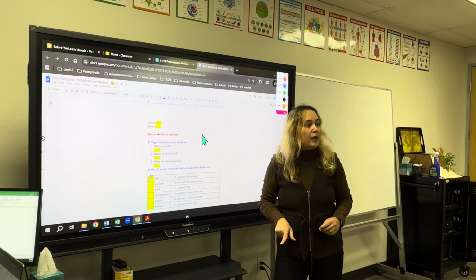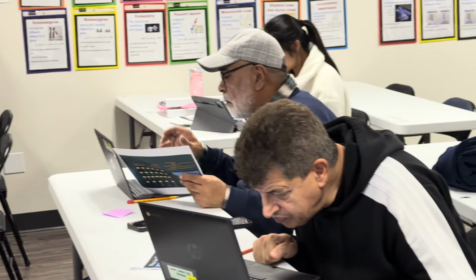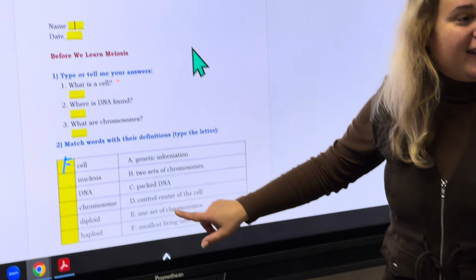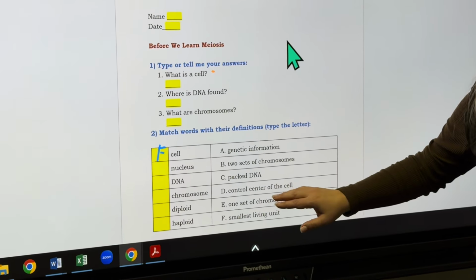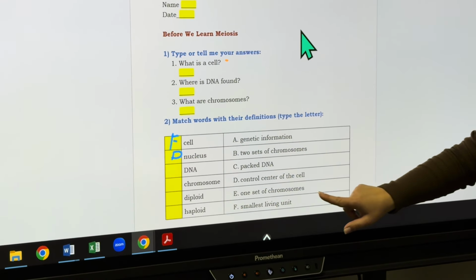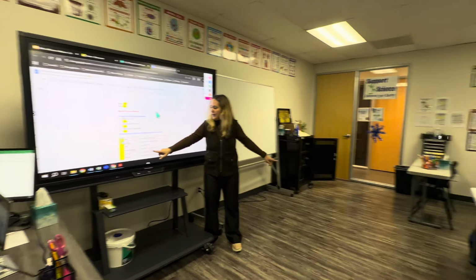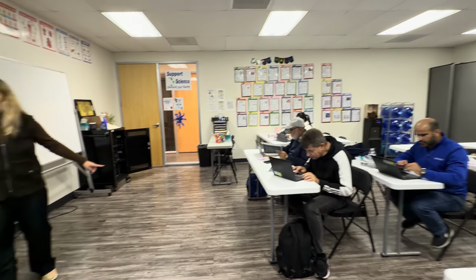I did. Eugenia, how about nucleus? A, B, C, D, E, F. Nucleus. C? Control of the cell. Yes, control center of the cell. What is the letter? D. Yes, D. Then how about DNA? Nikolai, what is DNA? Genetic information. Yeah, correct. Genetic information, A.